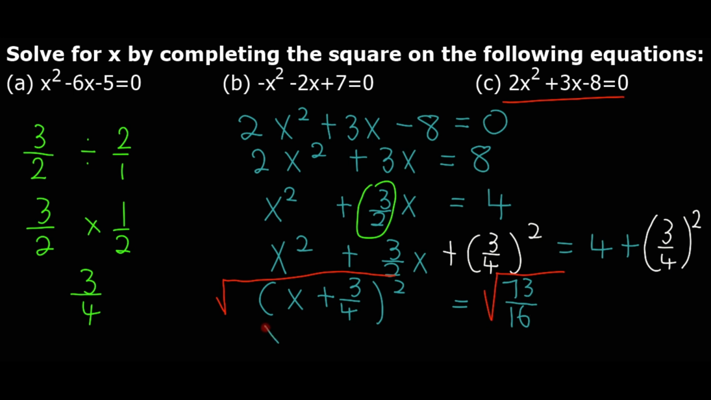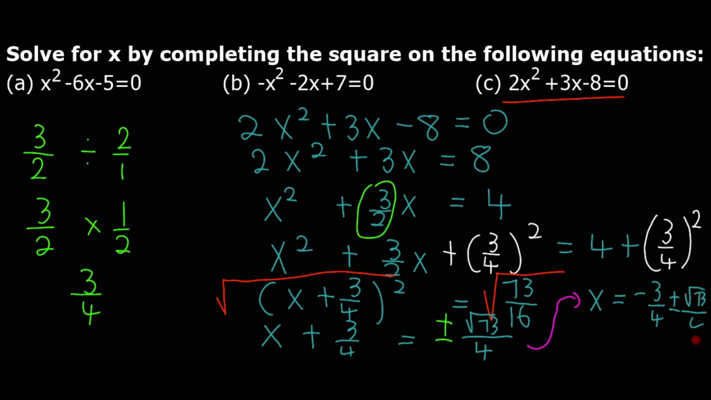So it means now we have x plus 3 over 4, it will be plus or minus. And then remember this root applies to everything, both 73 and 16. 73 is not a perfect square, so we leave root 73, and then 16 is a perfect square, so the square root of 16 is 4. So now we have something like this one, and then from there we take 3 over 4 to the other side, so x equals negative 3 over 4 plus or minus root 73 over 4.